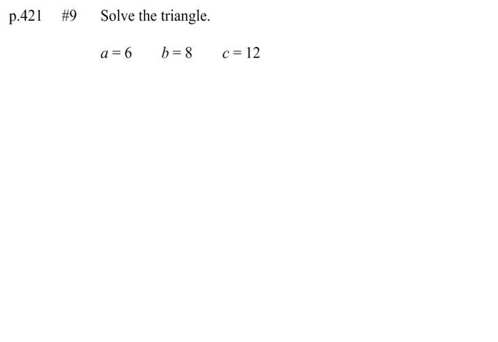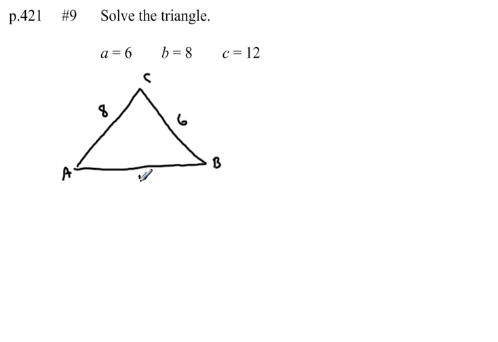Page 421, number 9. Solve the triangle. And we're given three sides, A, B, and C. Well, let's just start by making a sketch of this situation. So I'll draw down here triangle ABC. And we can label those sides 6, 8, and 12.